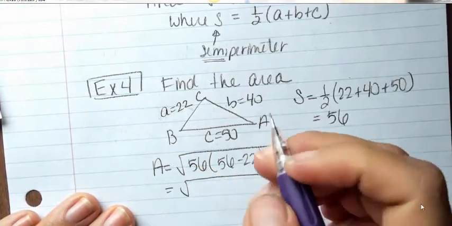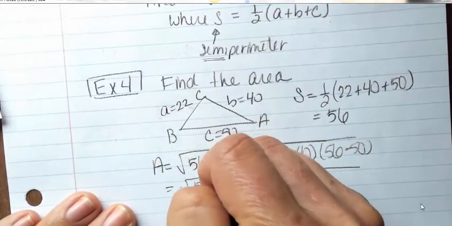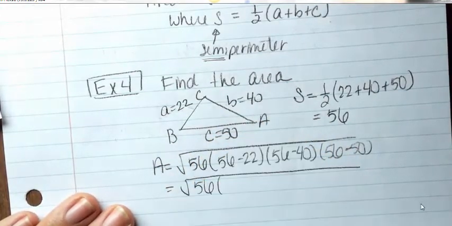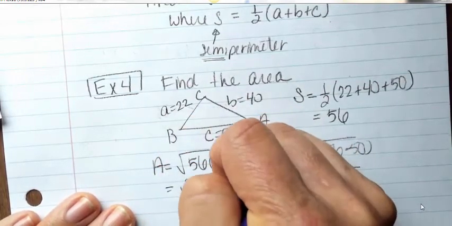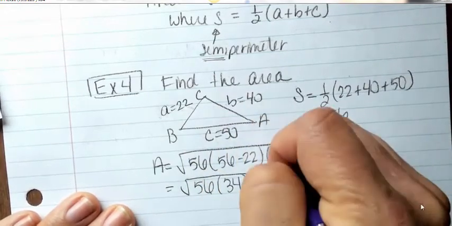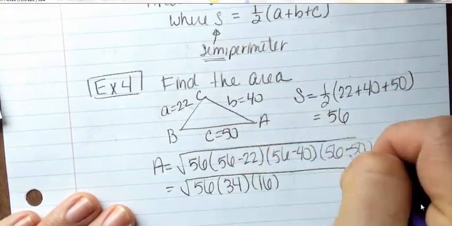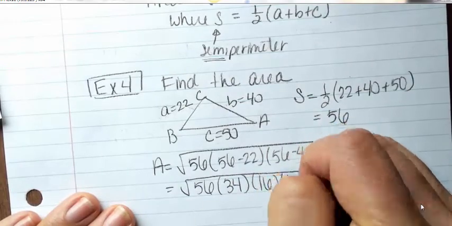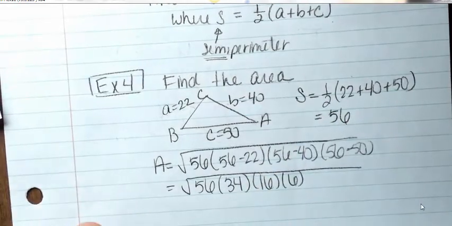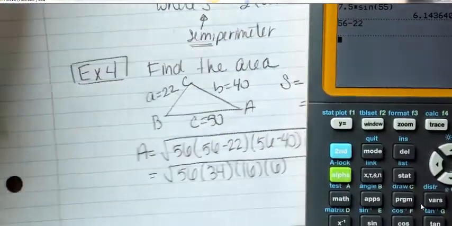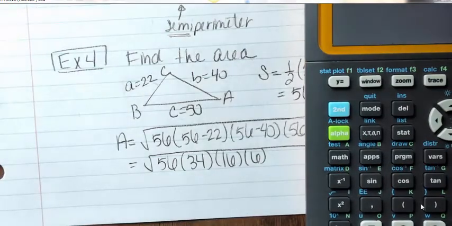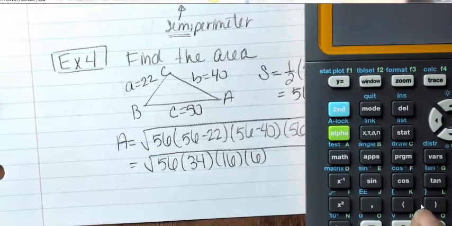So this is really the square root of 56 times, 56 minus 22 is 34, 56 minus 40 is 16, and 56 minus 50 is 6. You could actually just type all that into your calculator if you wanted to. I'm pretty slow on my calculator, so I prefer to do a little bit more math first. Now I'm going to go ahead and type it in. So I'll do 56 times 34 times 16 times 6.